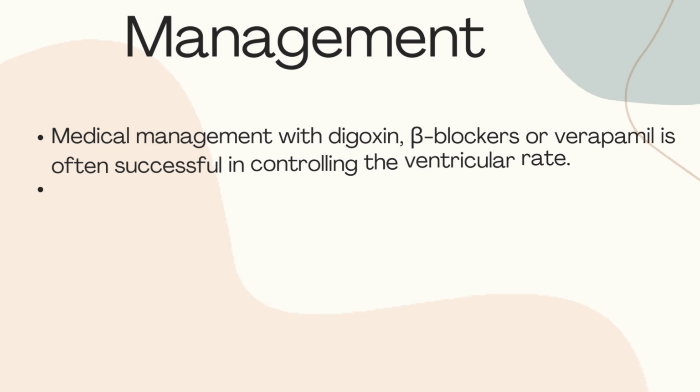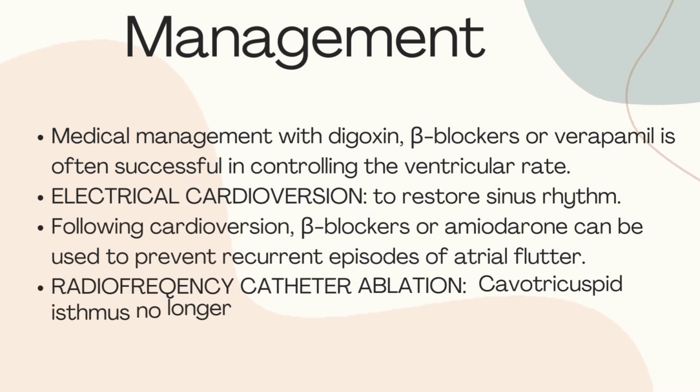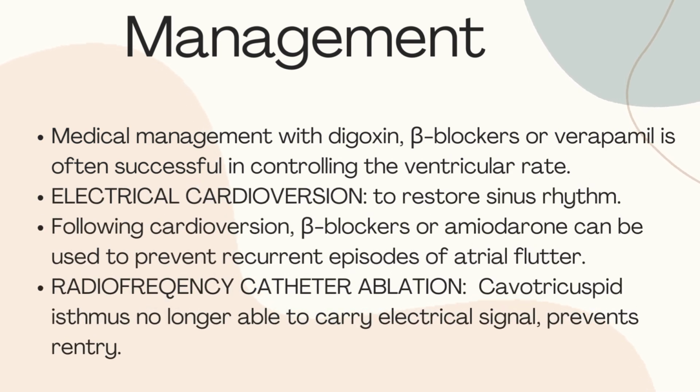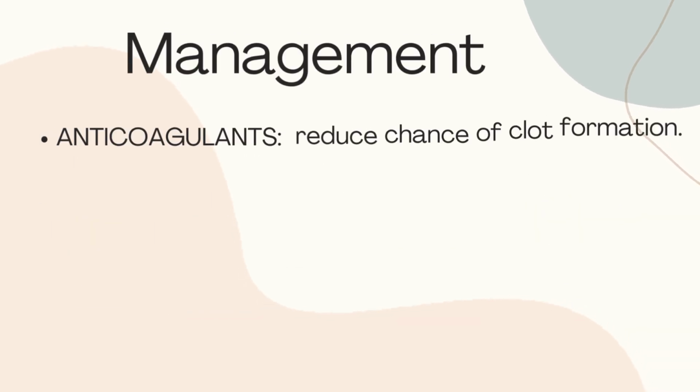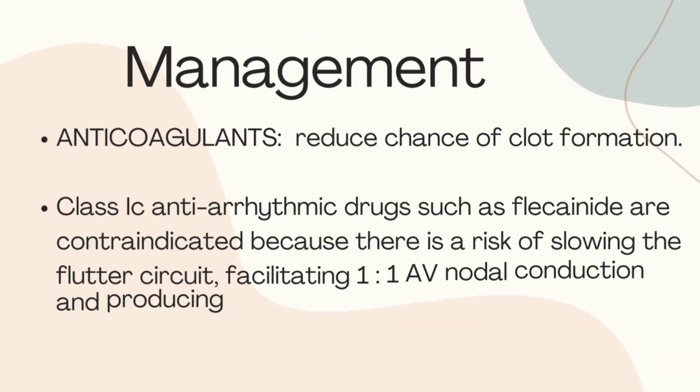Medical management with digoxin, beta blockers, or verapamil is often successful in controlling the ventricular rate. Electrical cardioversion, to restore sinus rhythm. Following cardioversion, beta blockers or amiodarone can be used to prevent recurrent episodes of atrial flutter. Radiofrequency catheter ablation: the cavo-tricuspid isthmus is no longer able to carry electrical signal, so it prevents re-entry. Anticoagulants reduce the chance of clot formation.